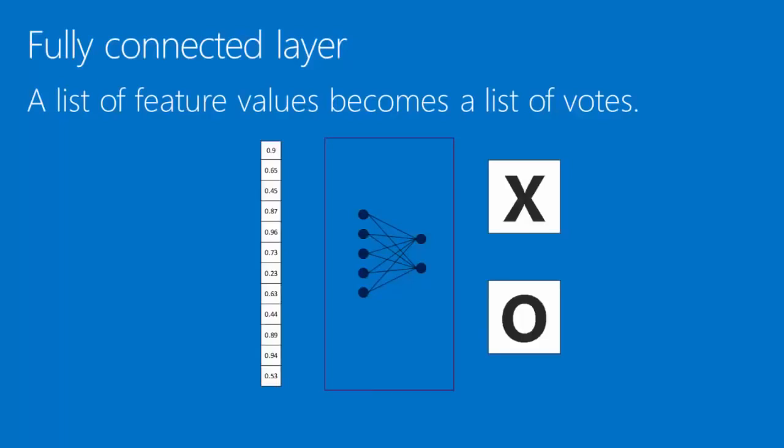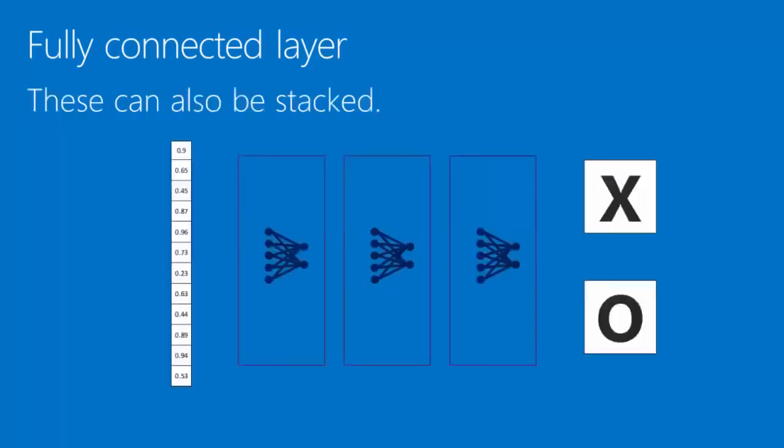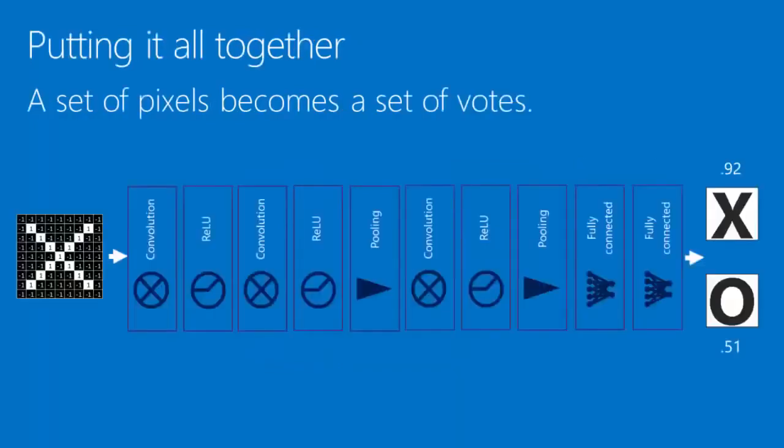Now, again, what's cool here is that a list of votes looks a whole lot like a list of feature values, so you can use the output of one for the input of the next. And so you can have intermediate categories that aren't your final votes, or sometimes these are called hidden units in a neural network. And you can stack as many of these together as you want also. But in the end, they all end up voting for an X or an O, and whoever gets the most votes wins. So if we put this all together, then a two-dimensional array of pixels in results in a set of votes for a category out at the far end.